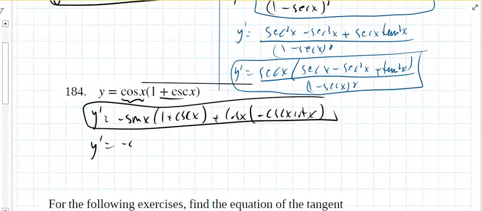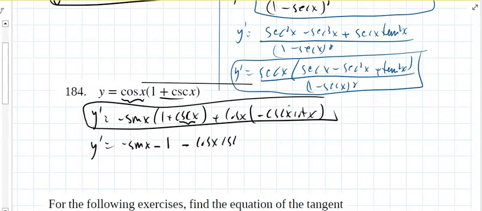You could say that's negative the sine of x minus. Now, cosecant is 1 over sine. So negative sine times 1 over sine is a negative 1. Distributing this. Oh, no. Everything stays the same. It's a minus, not a plus.